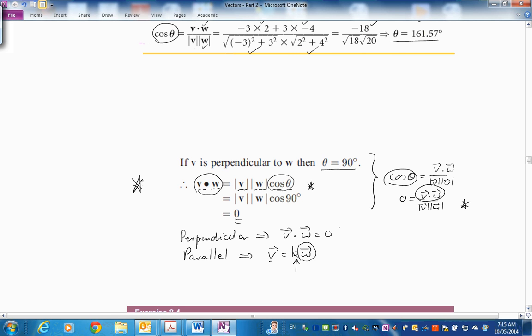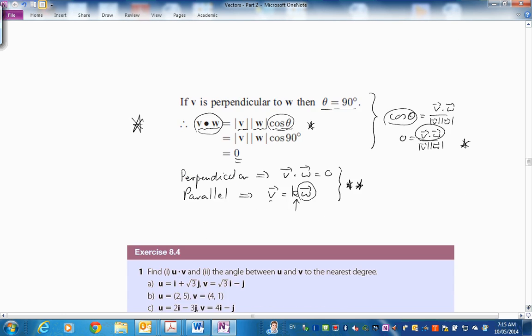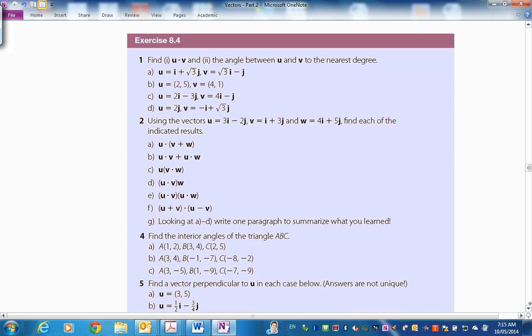So there are two very, very important tools, because the course does involve talking about the geometry of vectors. Are they perpendicular? Are they parallel? So you must note that one down now. That's important. All right, let's have a look at some examples now.